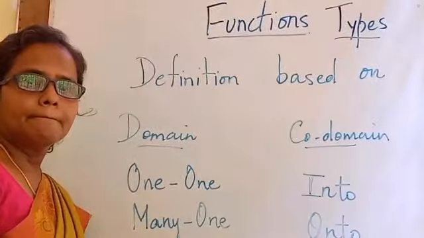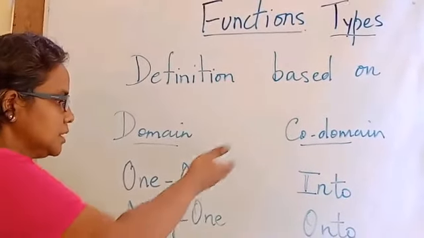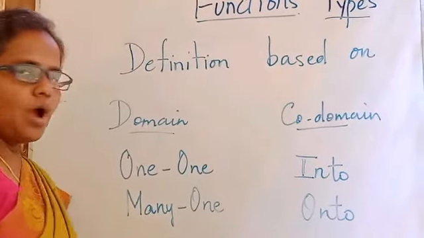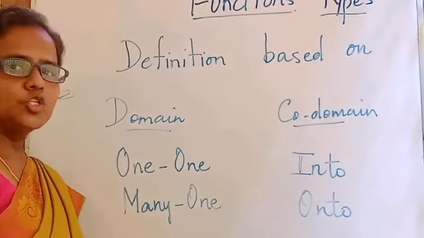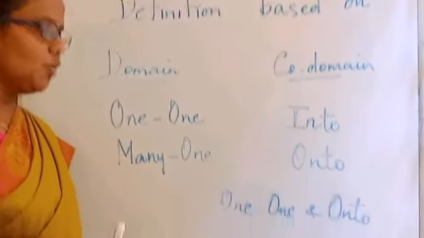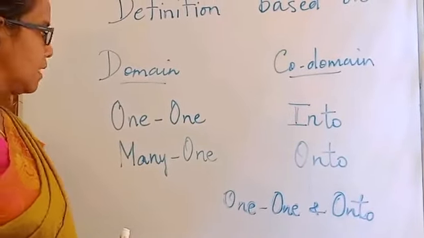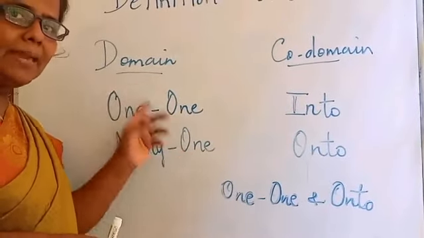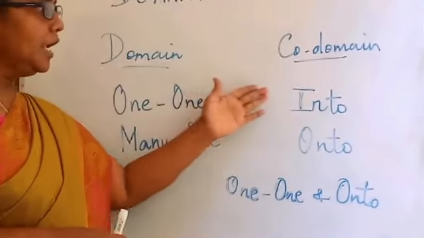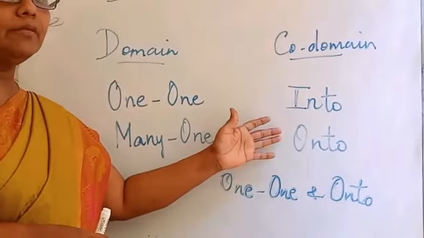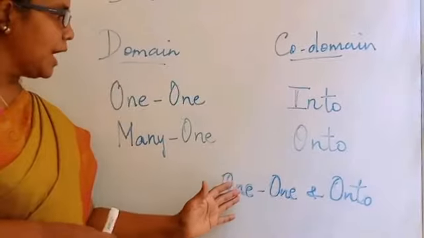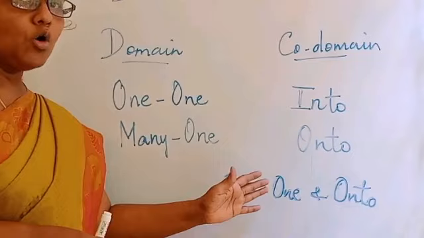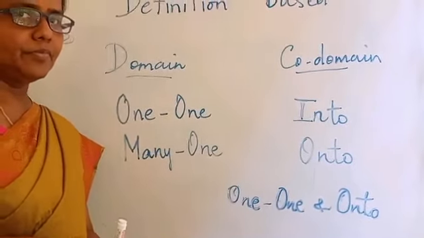There are 5 types of functions: one-to-one, many-to-one, into, onto, one-to-one and onto functions. The one-to-one and many-to-one, I will be defining based on the domain. The into and onto, I will be defining based on the codomain. And one-to-one and onto are combinations of both the domain and the codomain. Right?